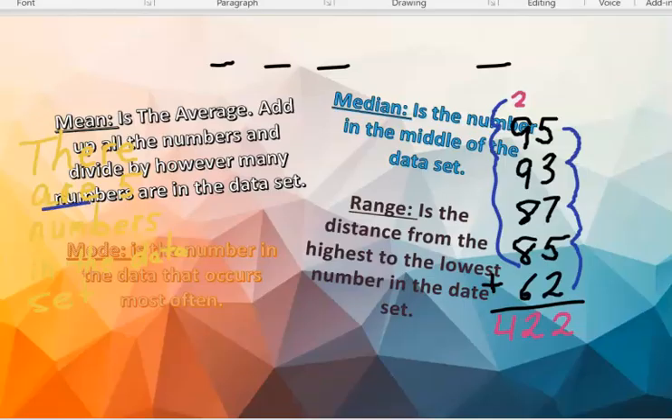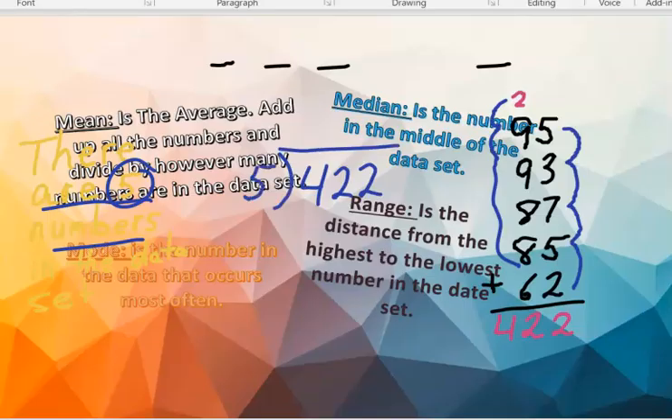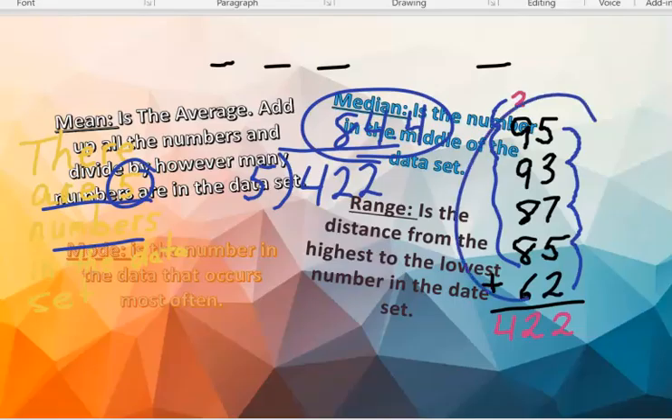And then there are how many numbers in the data set? There are 5 numbers in the data set. So we're going to take 422 and we're going to divide 5 into that. Okay, so if we take 422 divided by 5, that equals 84.4. All right, so the mean, okay, what is the mean score of this one? It is 84.4 is the mean of this data set right here. Okay, let's move on to the next one.